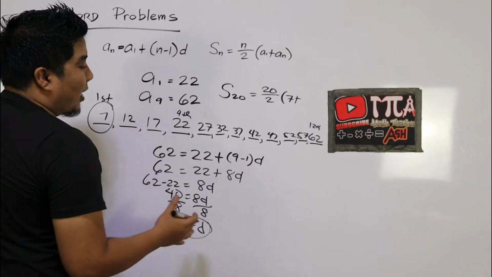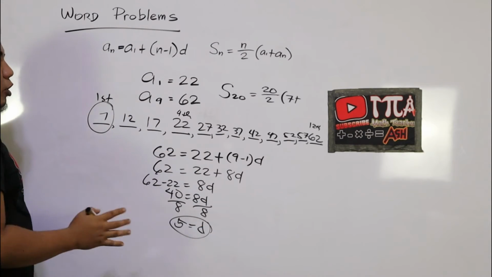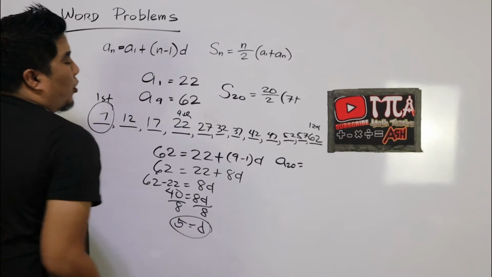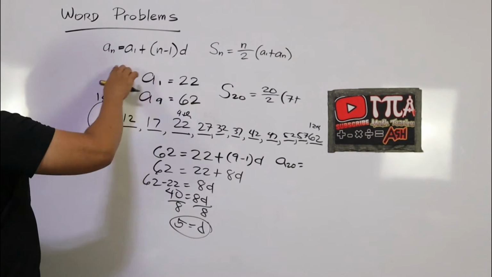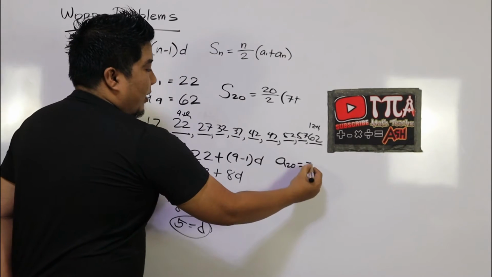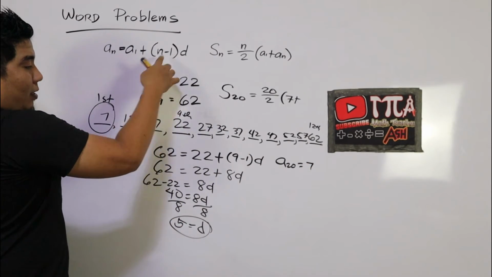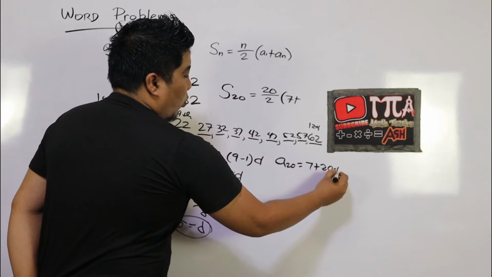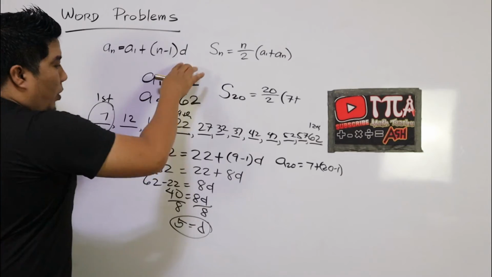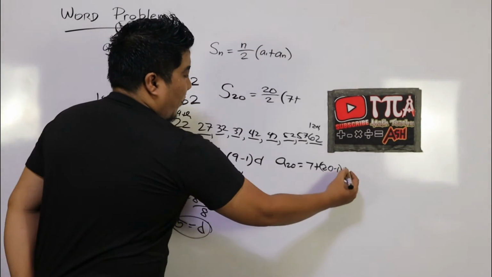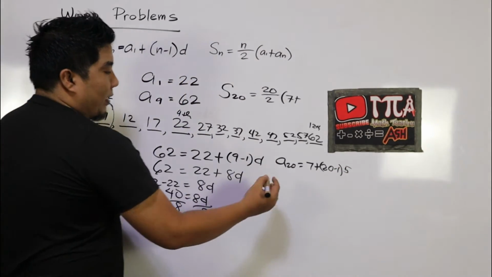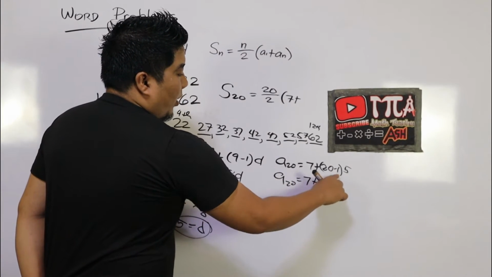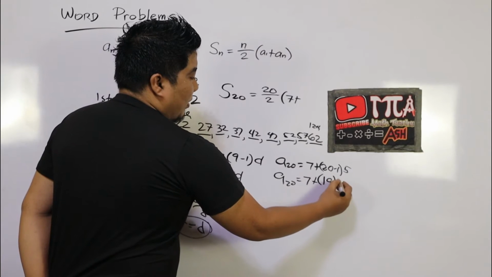Now, we can just apply our formula in order to get the a sub 20, or the 20th term. How do we do that? By using this one. Our first term is 7. Our n is 20, so we have 20 minus 1. And our d, we already solved, and that is 5. By simplifying, our 20th term will be 7 plus 20 minus 1, that is 19, times 5.